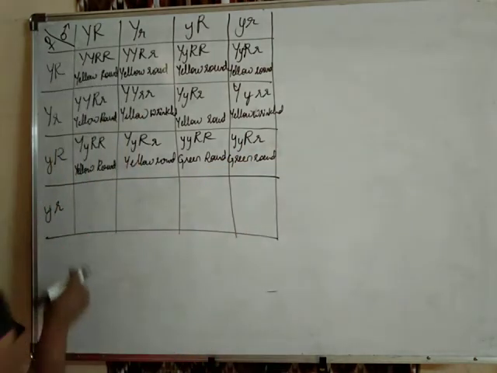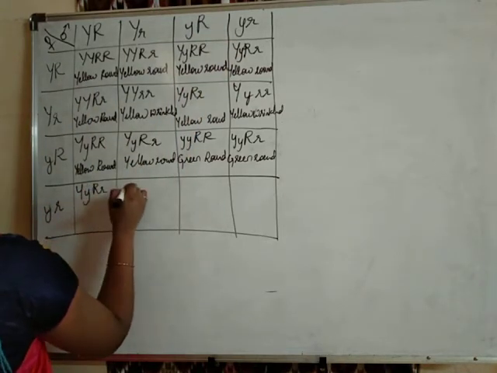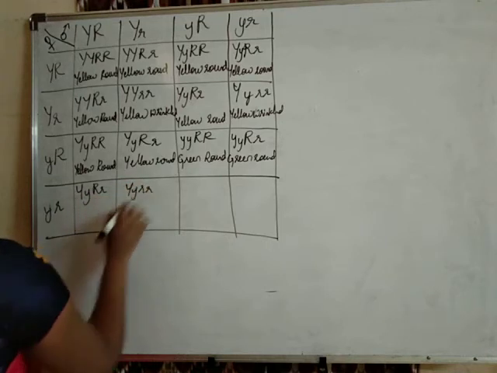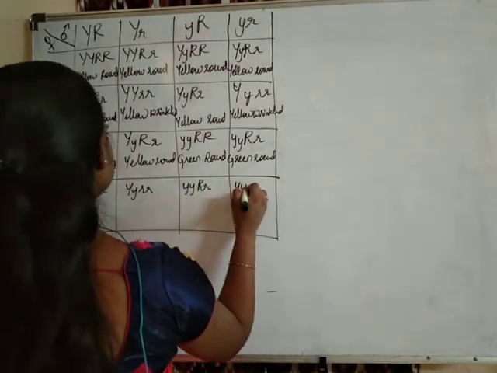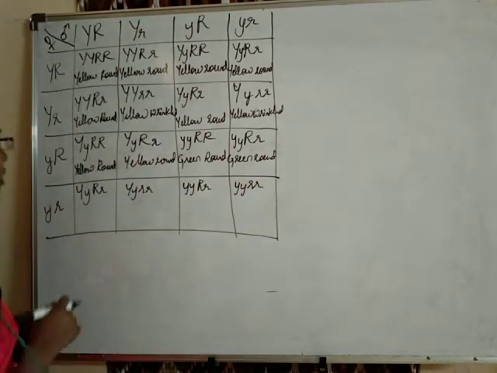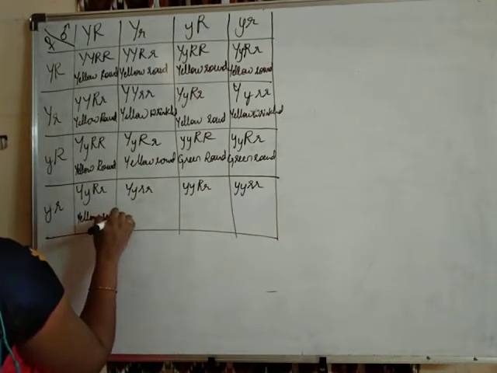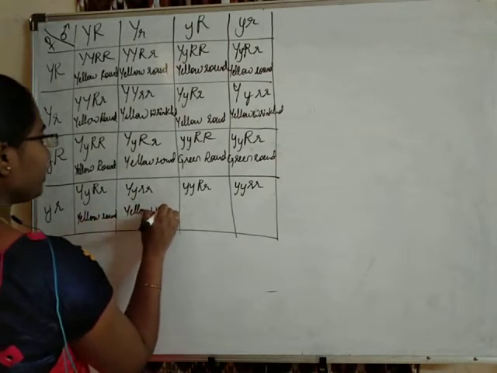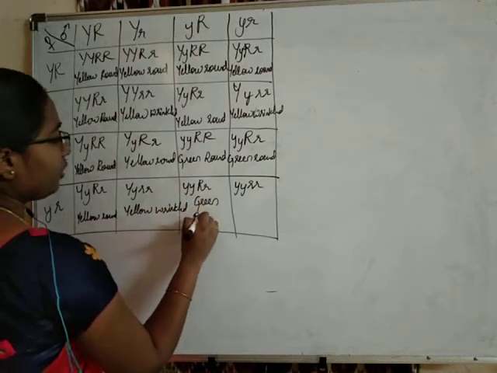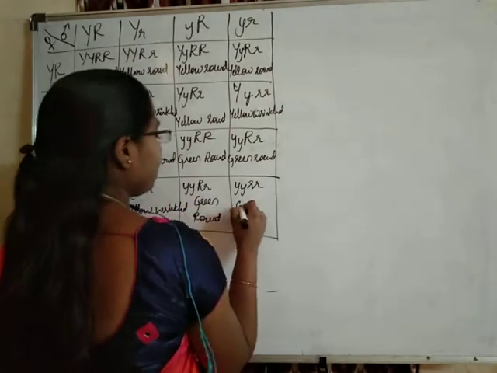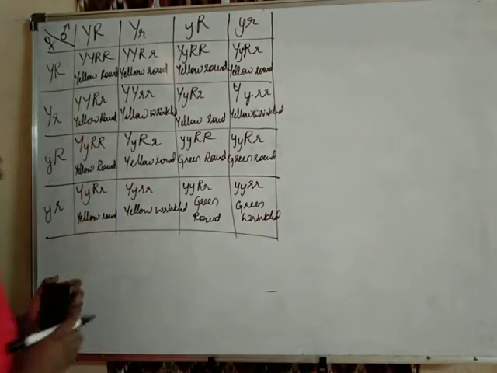Okay. Now with all these gametes, capital Y, capital R, small r, capital Y, small r, small r, small y, capital R, small r, small y, small r, small r. So now these gametes would be yellow round, this will be yellow wrinkled, this will be green round, this will be green wrinkled. Okay. So this is going to be how they appear.